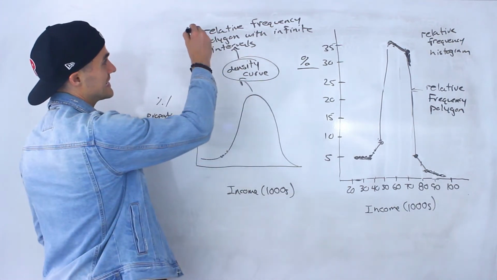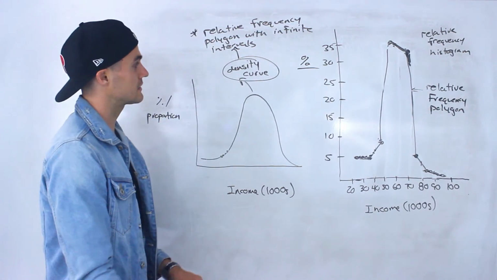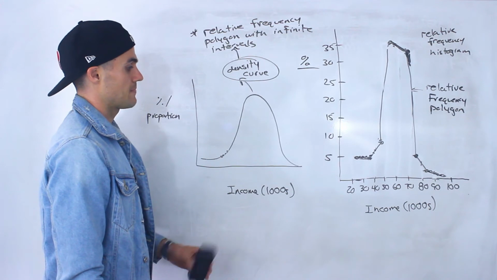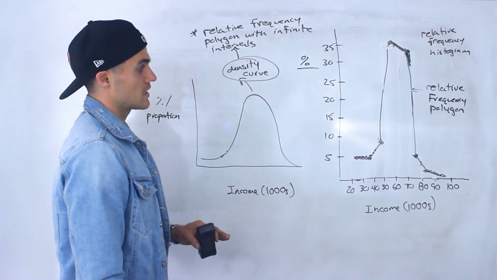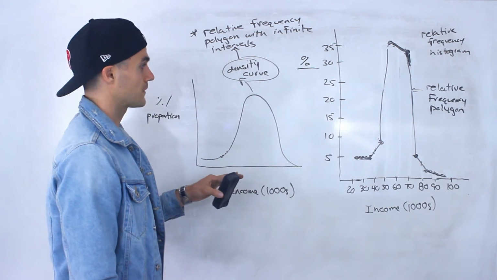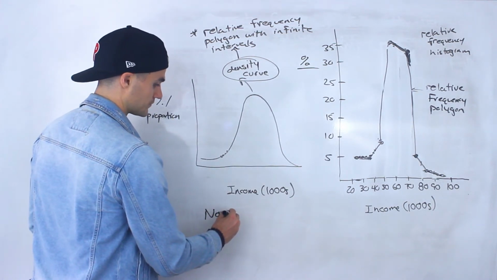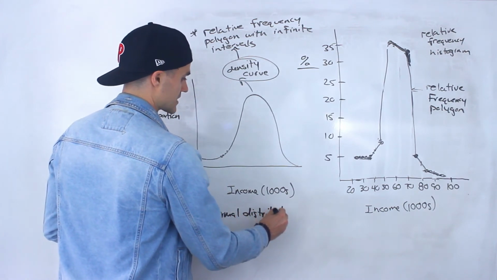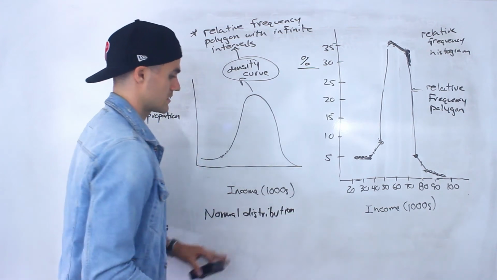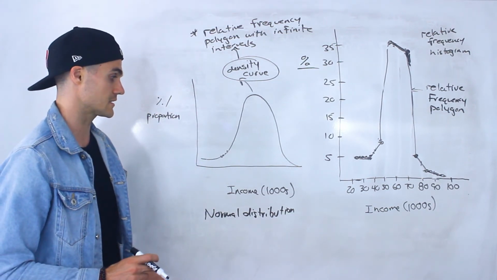You're probably not going to see this definition anywhere. It's kind of like my own definition that I like to think of. But yeah, that's how it comes about. And we're going to be working with density curves in the future a lot more. One of the more popular ones is something called a normal distribution. It's a type of density curve that is really commonly used in statistics.